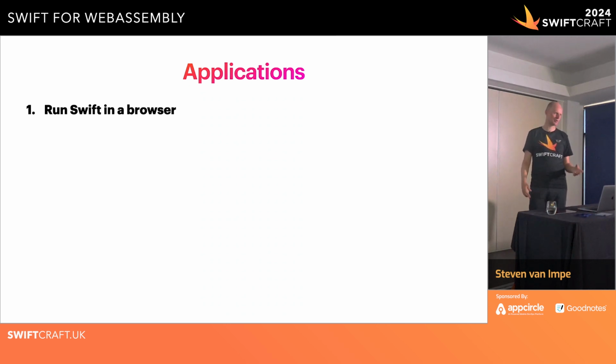Now, this doesn't mean that you can just take any Swift app and compile it to WebAssembly and run it in a browser. But if you architect your app in such a way that all your domain-specific code is separated from any platform-specific stuff, then you should be able to reuse your domain stuff untouched to build a web app.